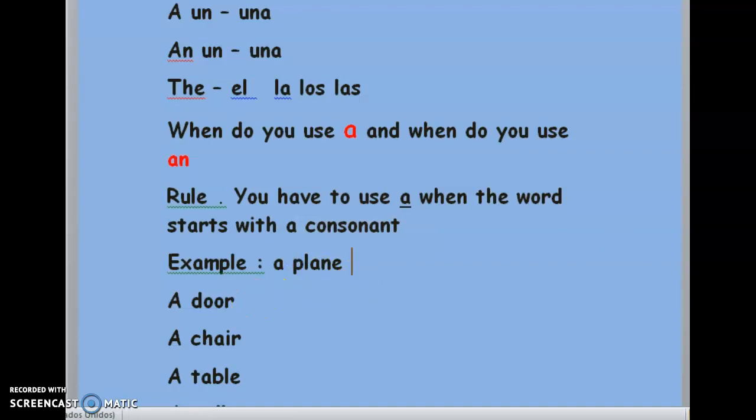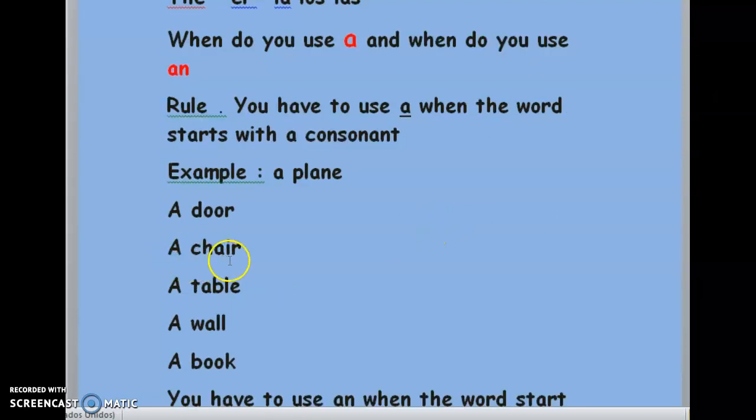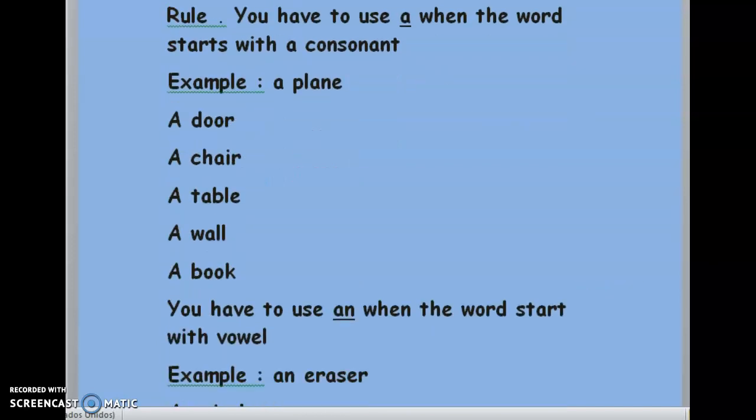And we have other examples. A door, a chair, a table, a wall, a book. Yes, todas estas de aquí comienzan con consonantes. Eso quiere decir que tú vas a utilizar a, ¿ok? Que significa un o una. En ese caso no importaría el género, significan lo mismo. Por ejemplo, una puerta, una silla, una mesa, una pared, un libro. Como te puedes dar cuenta, el género no importa mucho, ¿ok?